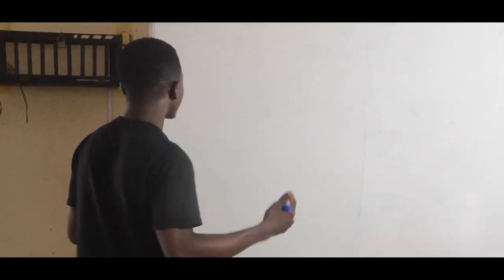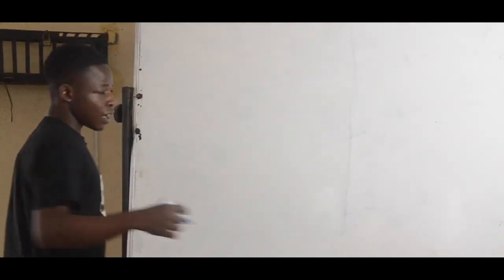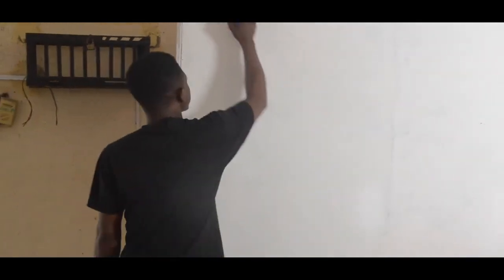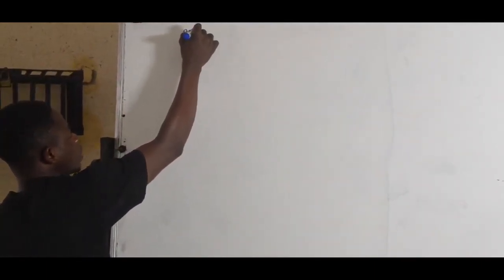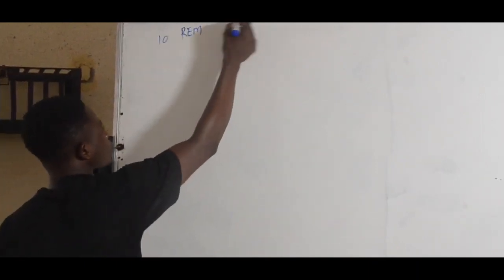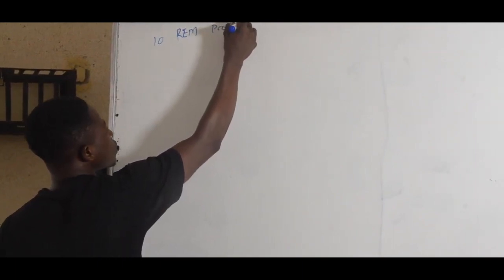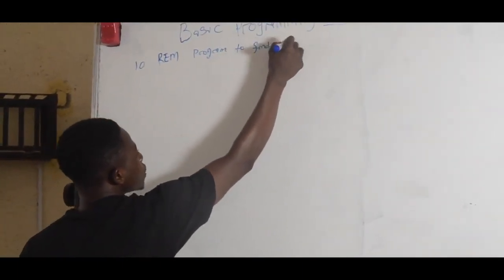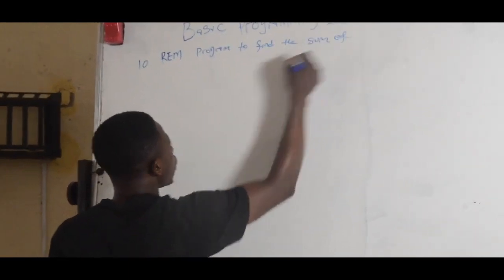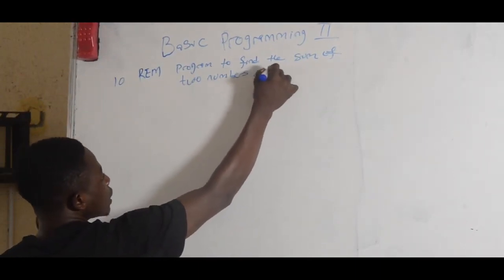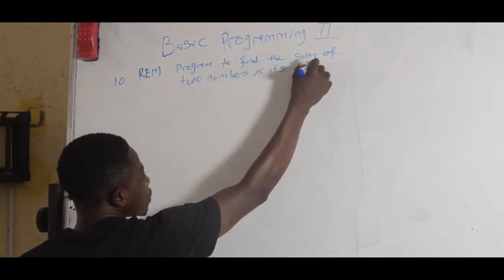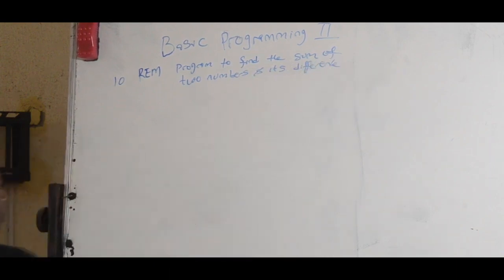The first question I have here is that we are going to write a BASIC program that accepts 2 numbers and finds their sum and difference. So this program accepts values from the user, and it will find the sum and also the difference. You can start with your REM, which is remark, and put a line here: REM program to find the sum of 2 numbers and its difference. So this program will accept numbers from the user.